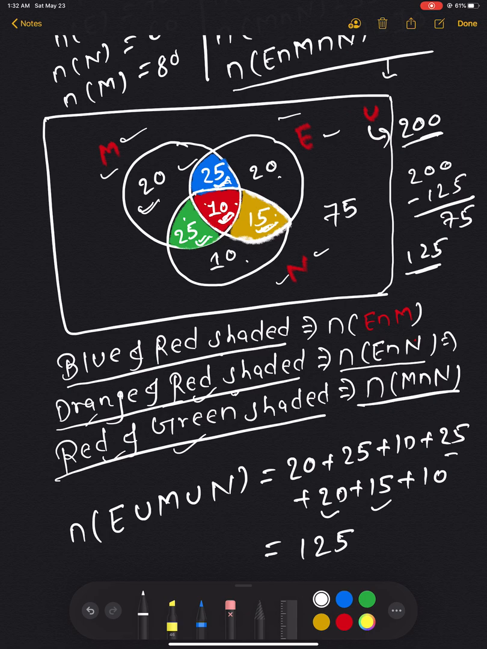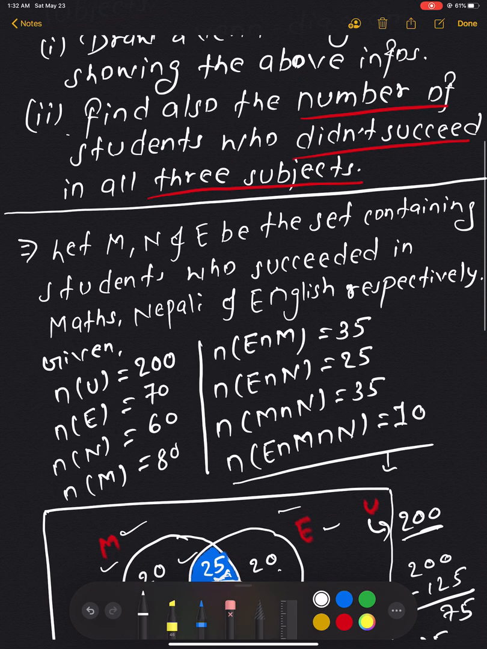So what does that digit mean actually? Since we are considering these sets as those who succeeded in English, mathematics, and Nepali, what does that 75 mean here? 75 means the 75 students are not included in those sets. That means the 75 students did not succeed in these subjects. So which gives you the answer for part B.